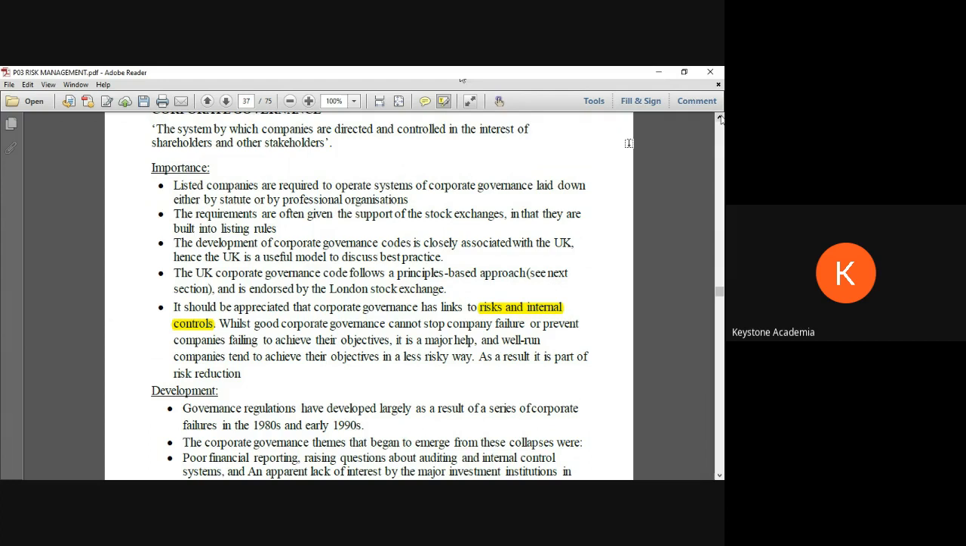Okay. There may be some other importance also we can talk about. For example, it will improve our reputation. It will create more transparency with the shareholders and other stakeholders. It will help us to raise finance more easily. When I say easier, I mean compared to unlisted companies or companies who don't follow corporate governance.